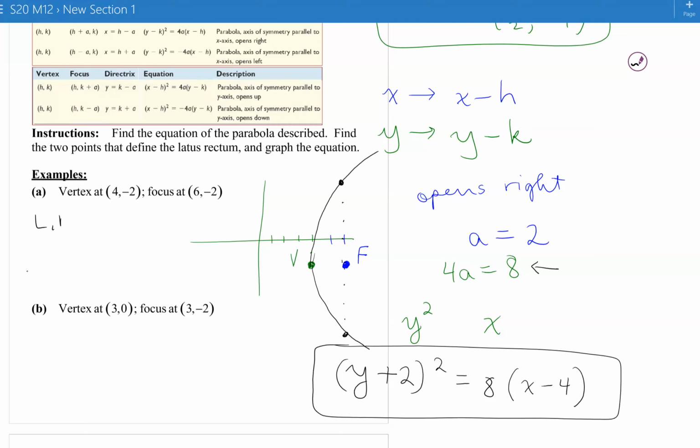And then we can say where the latus rectum points are by looking at the graph. 6, 3 and 6, -5. And there we go.